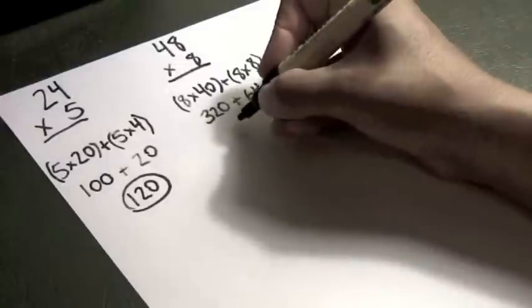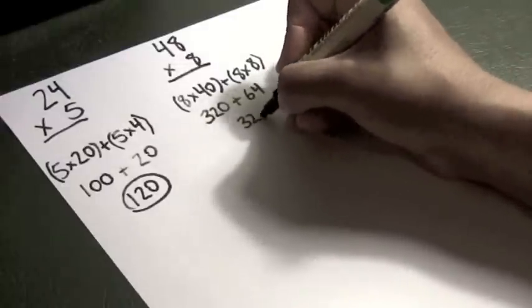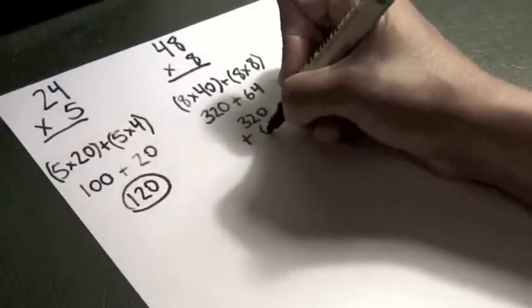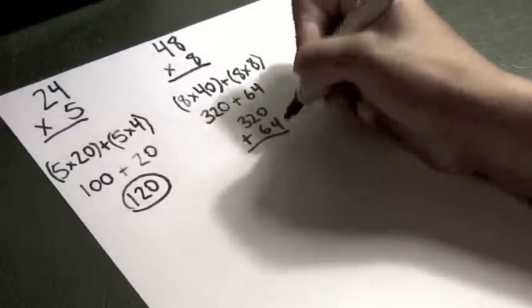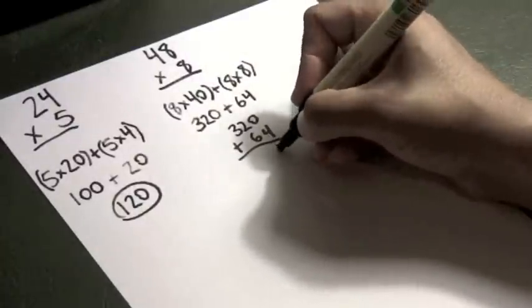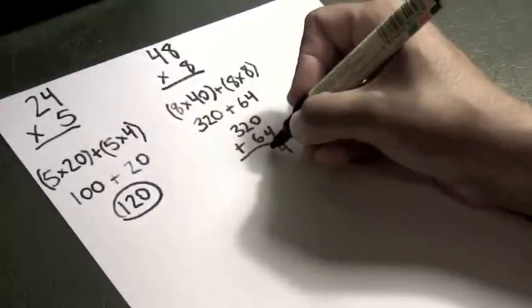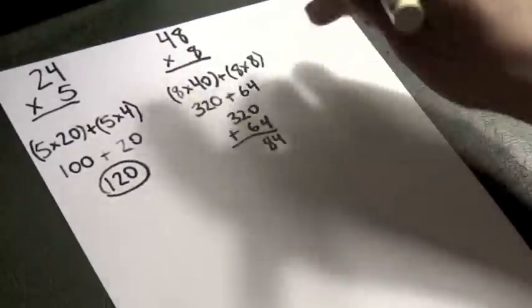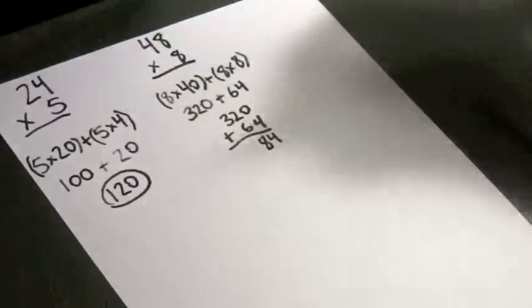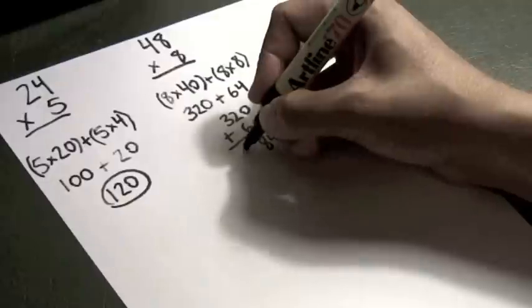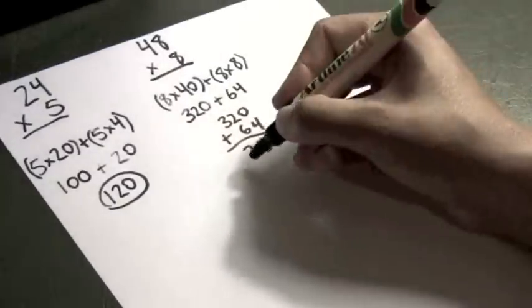Now I can do my math, my addition. 320 plus 64. 0 ones plus 4 ones gives me 4. 2 tens plus 6 tens will give me 8 tens, and 3 hundreds plus no hundreds will give me 384.